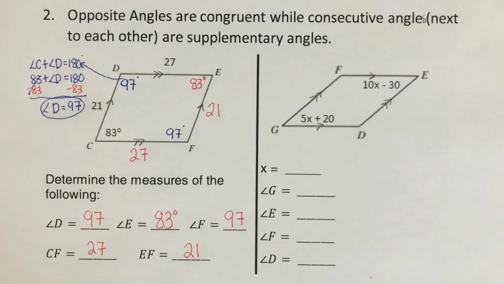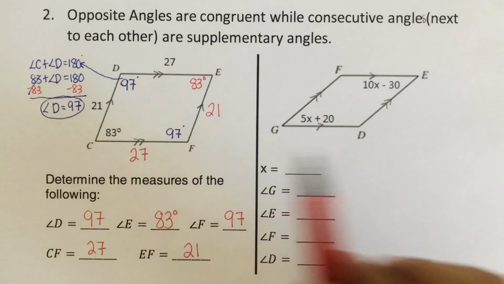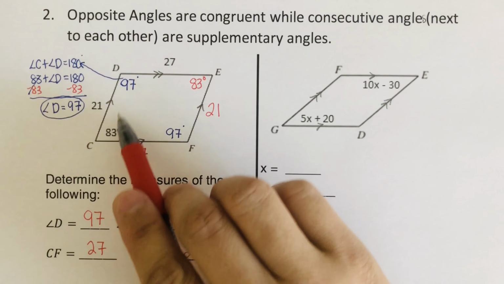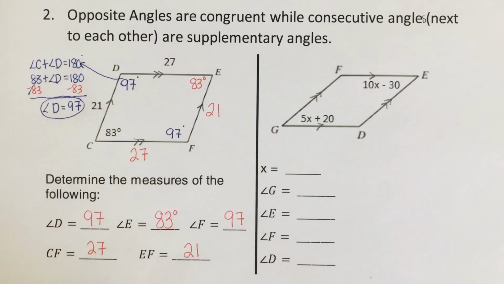Now here's the thing that we need to remember for any quadrilateral. The total of the angles for any quadrilateral should always be 360. So if you add 83, 97, 83, 97, it's 360. So the total for all four is 360.